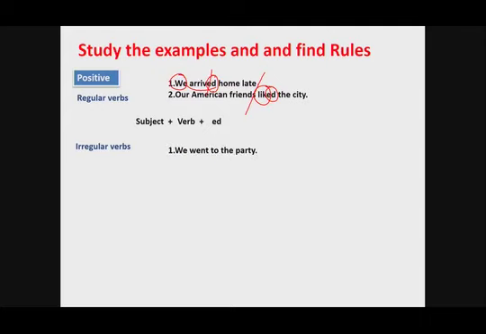Let's see another example. We went to the party. Full stop. I have this statement in here. We went to the party. Subject pronoun. Where is the subject pronoun in here?